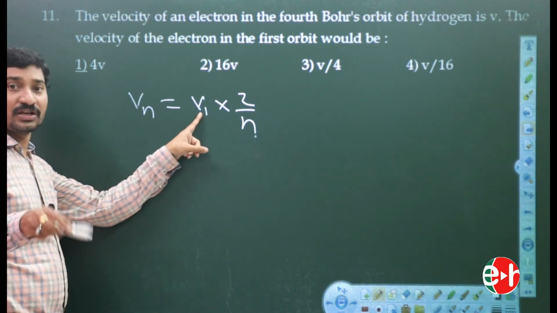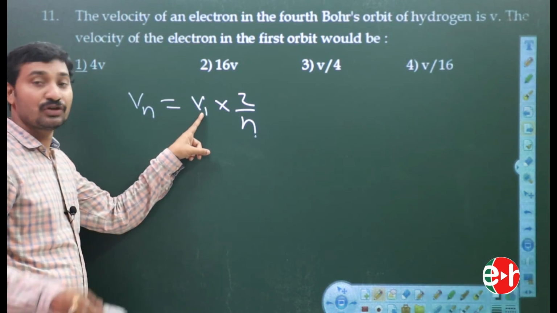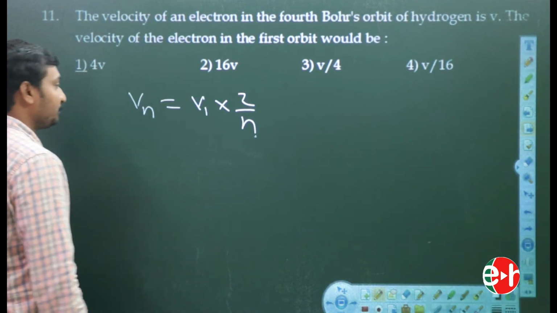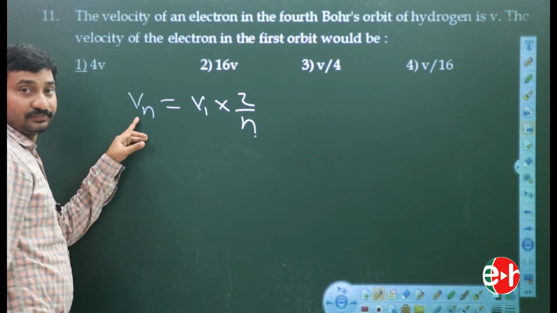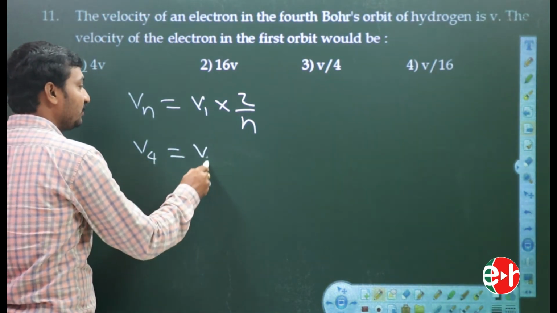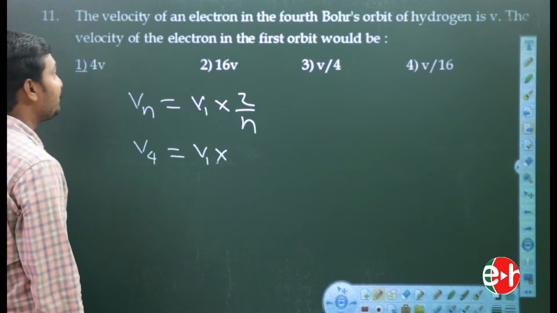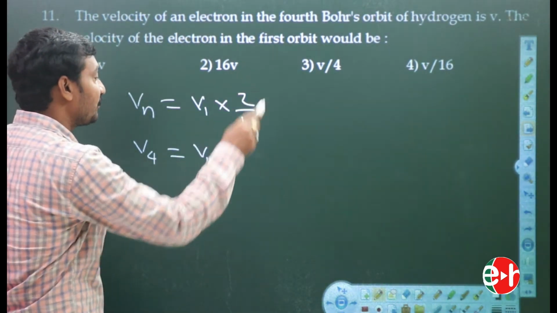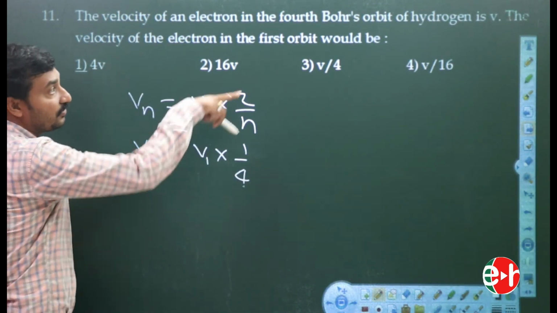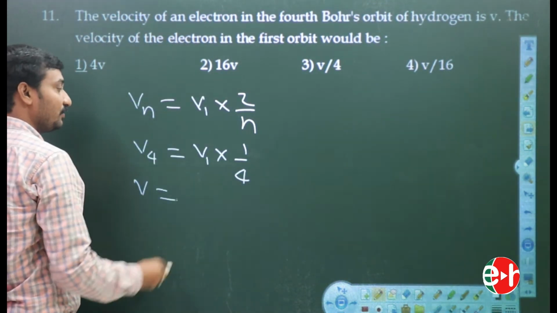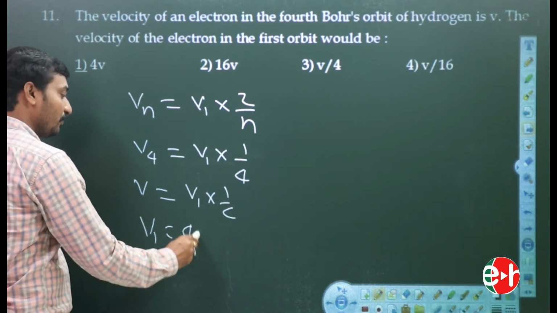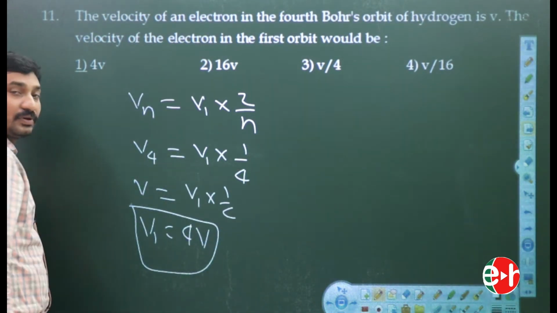V1, that is the velocity of hydrogen atom in first orbit, is equal to 2.18 into 10 to the power of 8 centimeter per second. Okay, now V4 is given. V4 is equal to V1 into Z by n. Which atom is given? Bohr's orbit of hydrogen atom, so Z is 1, n value 4. Then V4 value given is V, so V is equal to V1 into 1 by 4. Then V1 is equal to 4V.